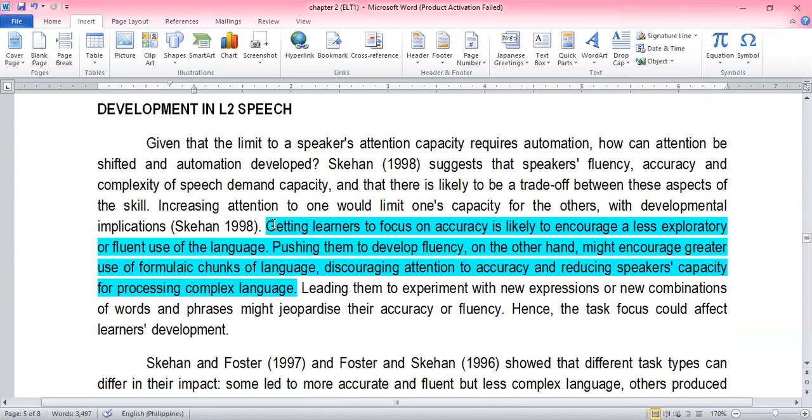Pero pushing them to develop fluency, on the other hand, might encourage greater use of formulaic chunks of language, discouraging attention to accuracy and reducing speakers' capacity for processing complex knowledge. Okay? Yan yung difference. So now, in my case, I am more of like student B. I learned about the language while watching a lot of English movies. And then as time goes by, when I try to imitate that, I learned like, nakakita ka ng movie na, bakit ganito ang sinabi niya?